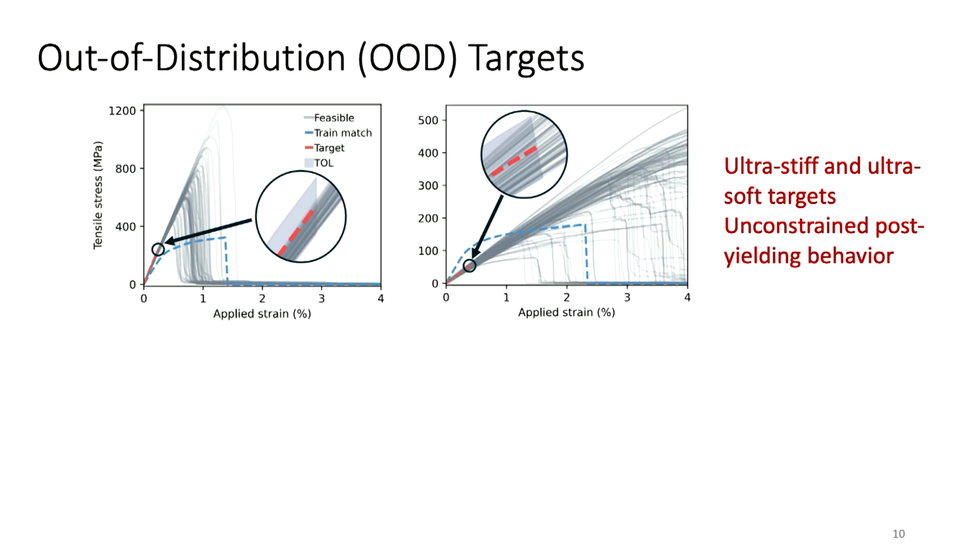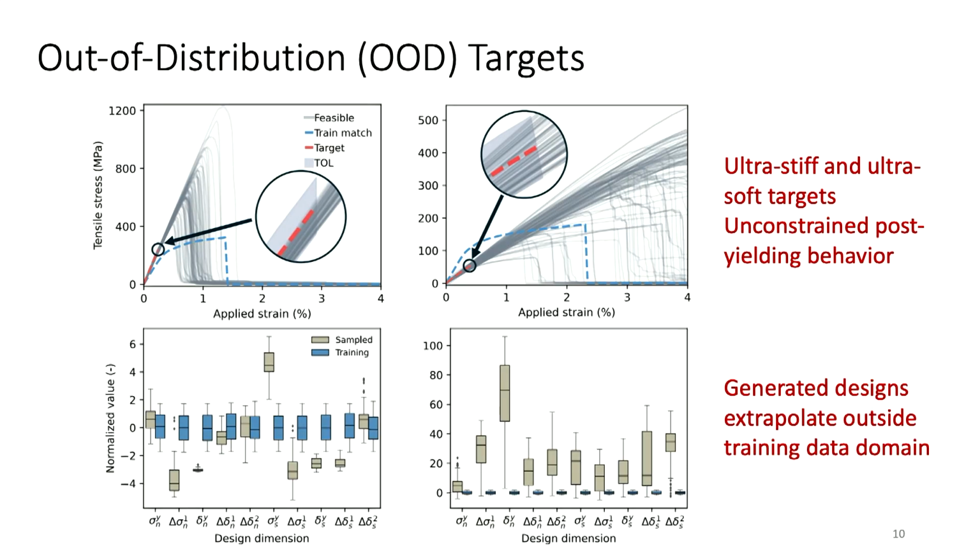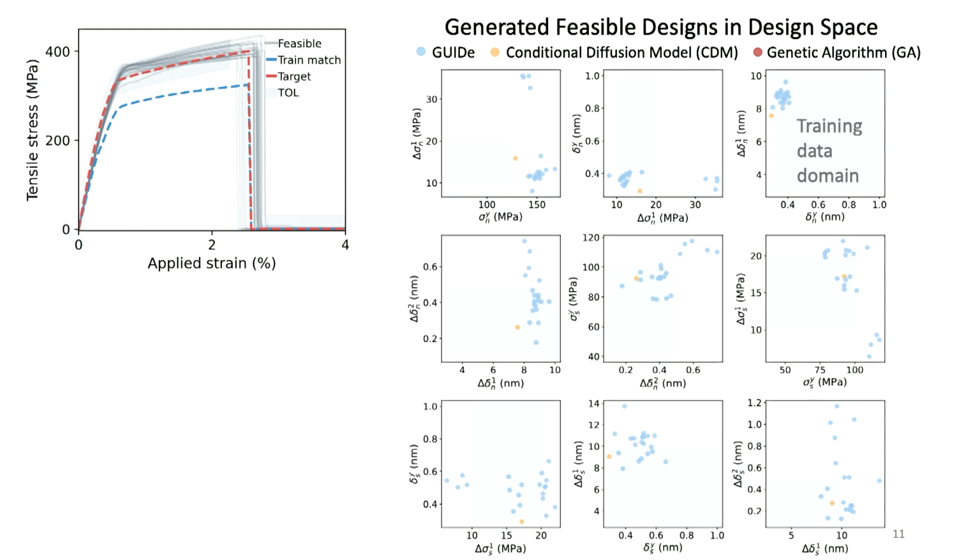On the right, it's another example of ultra soft material generation. Again, the blue is the softest material from the data set. The red is our target, which is even softer than the softest material in the data set. We show that we need to extrapolate from the original training data set to be able to generate those feasible designs. And here is another design case where we look at the entire stress strain curve.